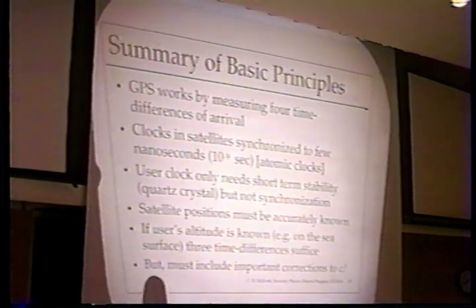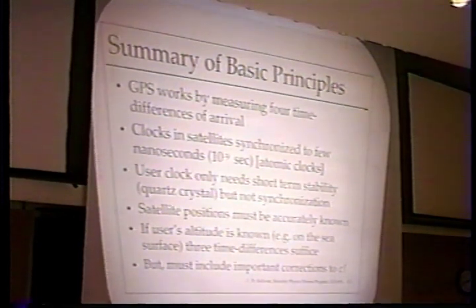Now, there's one thing which I have to fess up to. I won't go into much detail here. Everything I've said so far assumes that c is constant. It's the speed of light, of radio waves in vacuum. That's true, that's a constant.